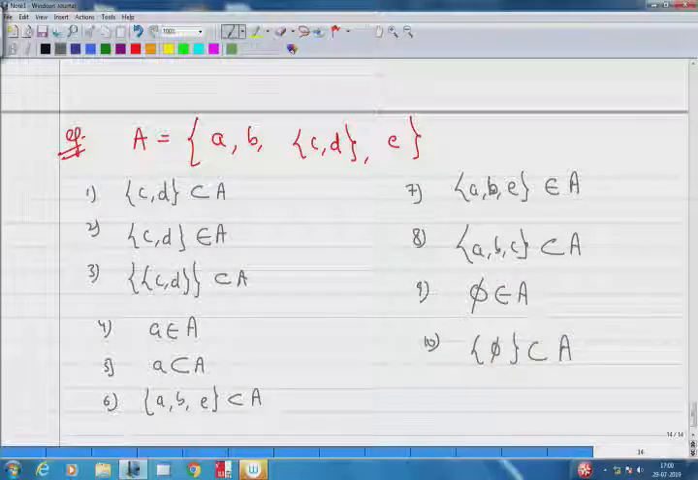10 parts. Just let me know when you are finished. Okay, Shillong, done.